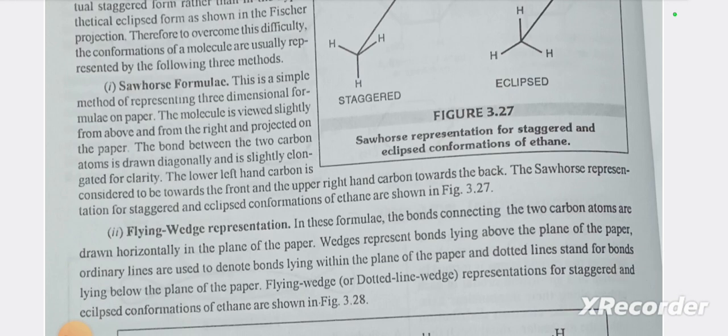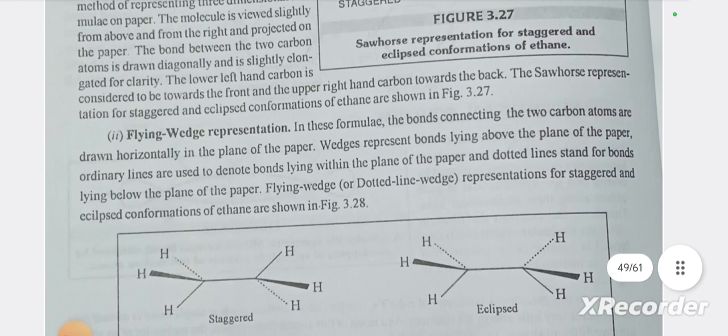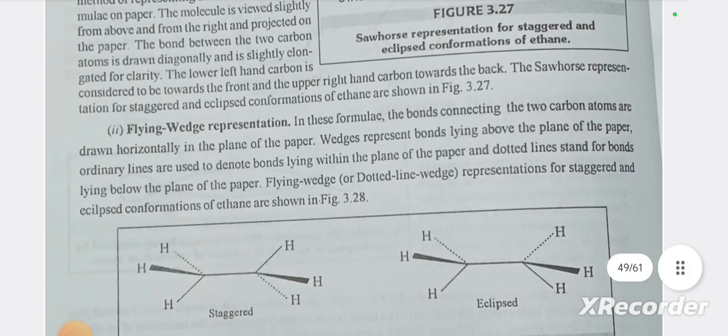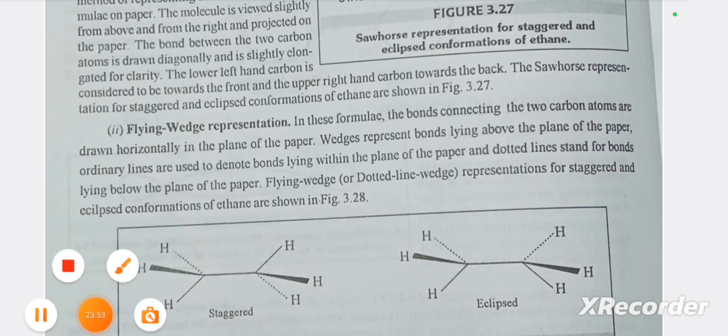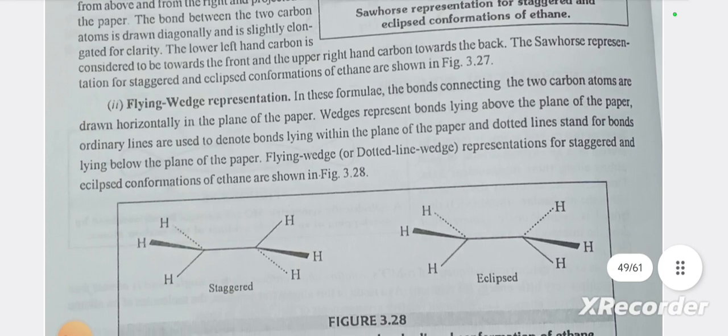Sawhorse formula. This is a simple method of representing a three-dimensional formula on paper. The molecule is viewed slightly from above and from the right and projected on the paper. The bond between the two carbon atoms is drawn diagonally and is slightly elongated for clarity. The lower left-hand carbon is considered to be towards the front and the upper right-hand carbon towards the back. The sawhorse representations for staggered and eclipsed conformations of ethane are shown in the figure.